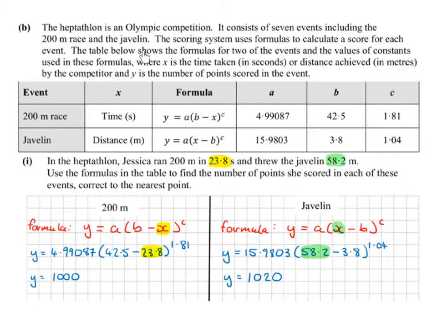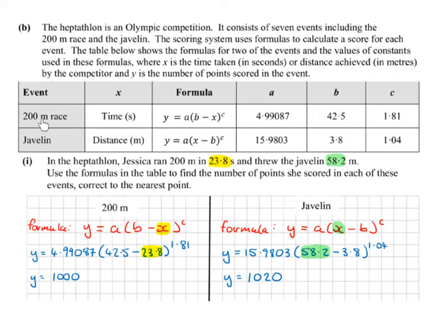The table below shows the formulas for 2 of the events and the values of constants used in these formulas, where x is the time taken in seconds or distance achieved in meters by the competitor, and y is the number of points scored in the event. So, for example, for event 200-metre race, x is the time in seconds. This is our formula, y equals a times b minus x to the power c. A is 4.99087, B is 42.5, C is 1.81.